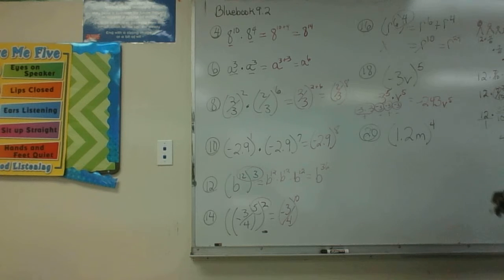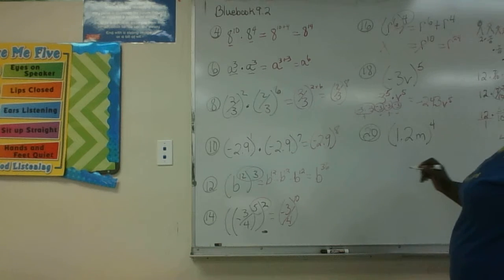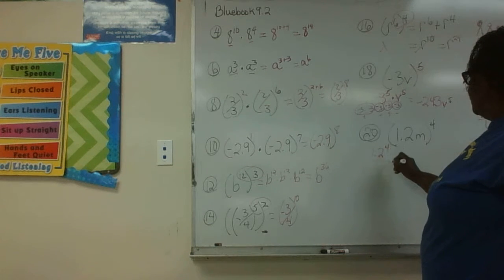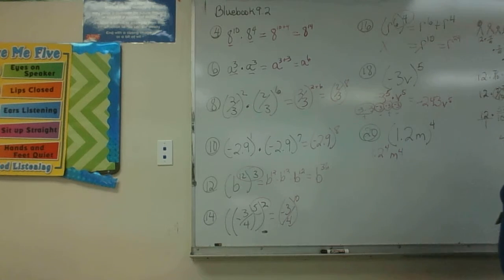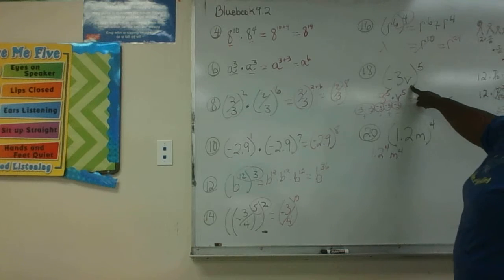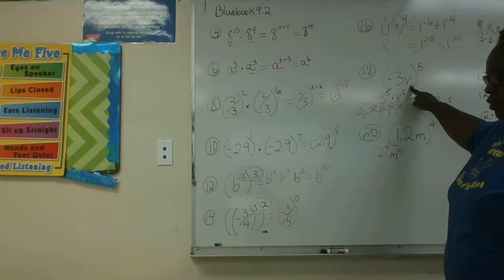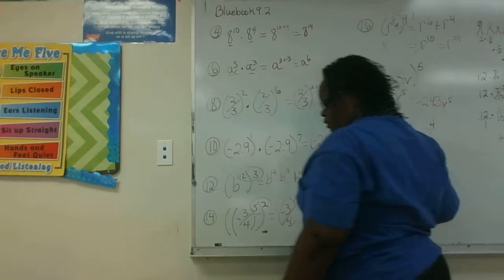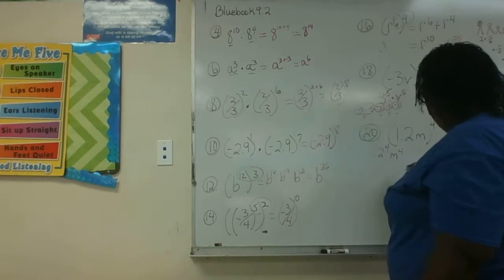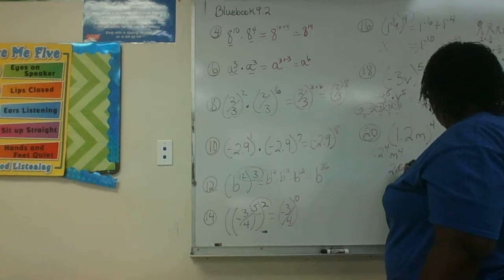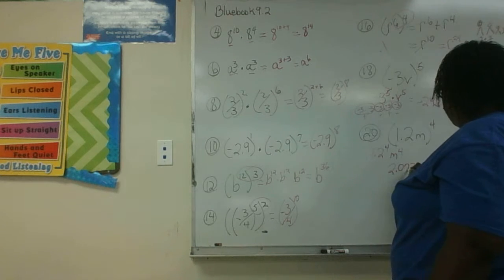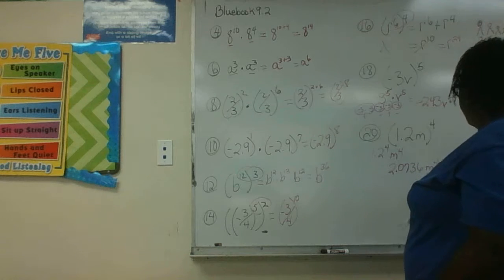Okay? All right. Here on number 20, you have 1.2m to the 4th power. So that's 1.2 to the 4th, and that's m to the 4th. You separate the coefficient from the variable. Okay, and so then when you have 1.2 to the 4th, the answer is 2.0736. I calculated this out twice. Okay, and then m to the 4th.